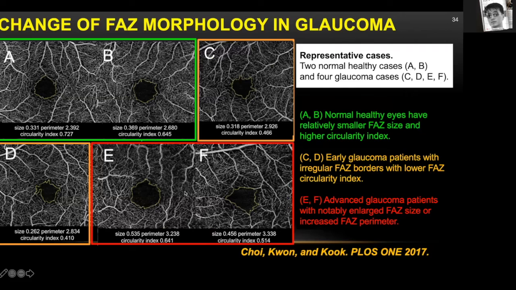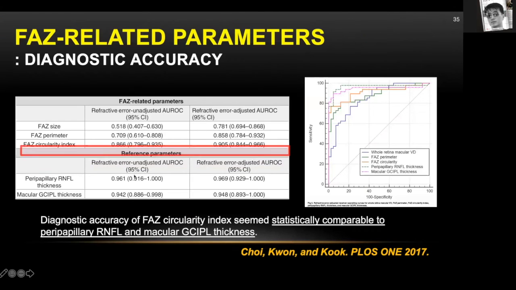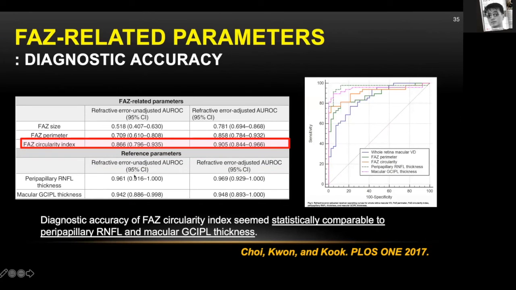Let me show you some cases. Glaucomatous eyes in orange box tend to have irregular FAZ borders or low circularity index, and advanced glaucomatous eyes in red box tend to have notably enlarged FAZ size. Diagnostic accuracy of FAZ circularity index seemed a bit weak, but statistically comparable to conventional OCT parameters such as parapapillary RNFL thickness or macular GCIPL thickness.